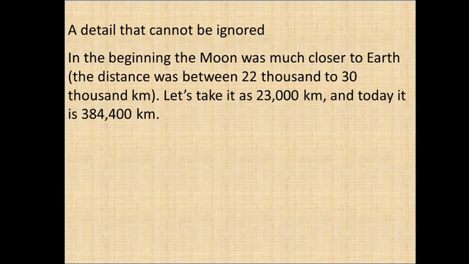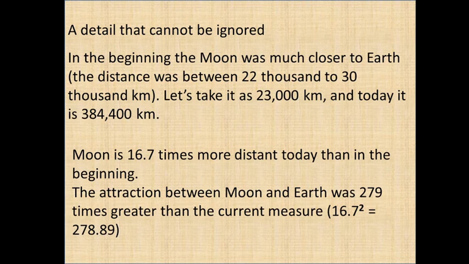However, we have a detail that cannot be ignored. In the beginning, the moon was much closer to Earth. The distance was between 22,000 to 30,000 kilometers. Let's take it as 23,000 kilometers, and today it is 384,400 kilometers. When we compare those two distances, the distance in the beginning and the distance today, Moon is 16.7 times more distant today than in the beginning, in its formation.